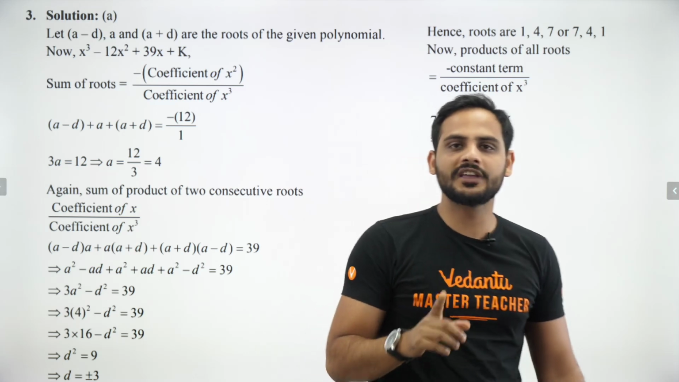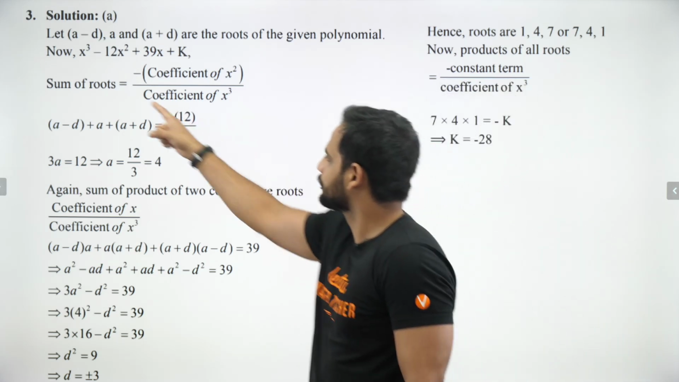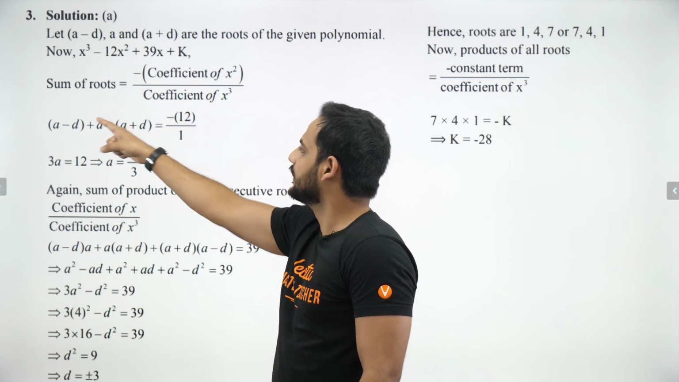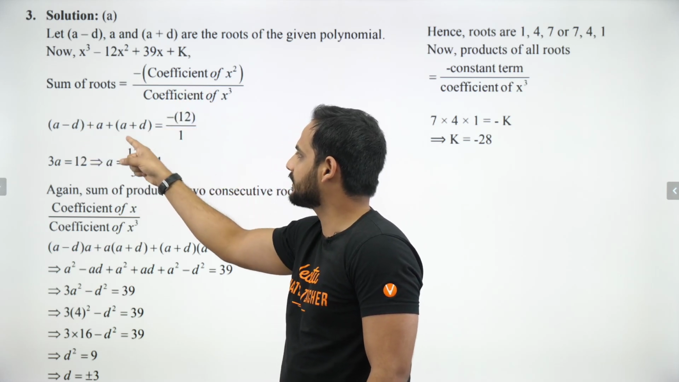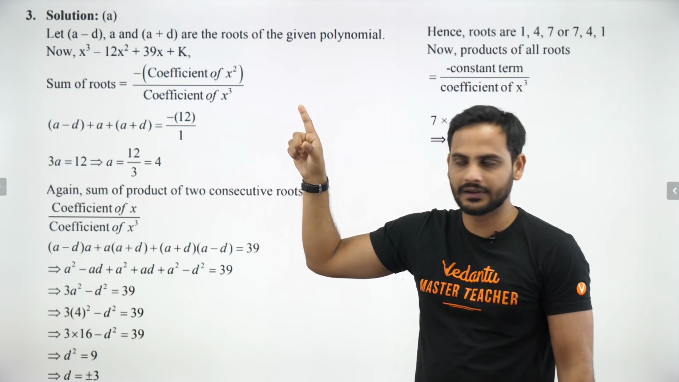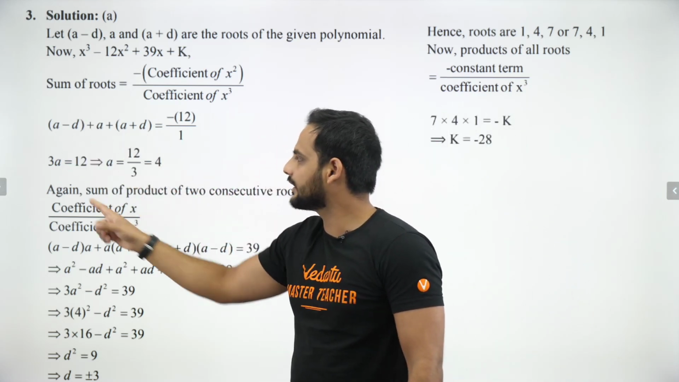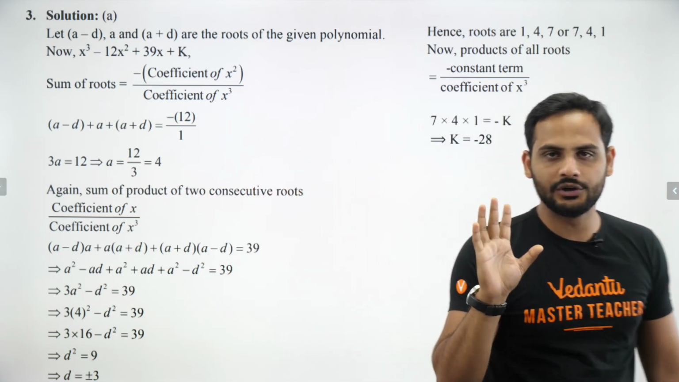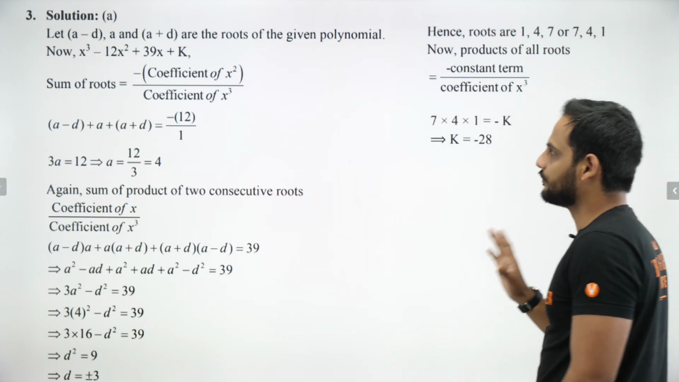Now I know for a cubic equation, the sum of the roots is equal to minus of coefficient of x square divided by coefficient of x cube. So A minus D plus A plus D will be minus 12 by 1. ठीक है, so from here देखो D to D will get cancelled, you will get 3A is equal to 12, तो A is equal to 4. A is equal to 4 का value we have got.